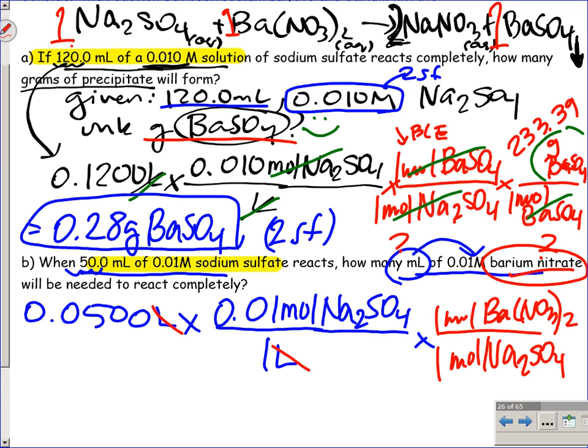Beautiful. Okay, so now I'm out of the apples and into the oranges, or I'm from X to Y. I'm at barium nitrate now. So this is the weird part. My liters have canceled. My moles of sodium sulfate have canceled. I've got to figure out how to cancel moles of barium nitrate to get to milliliters.